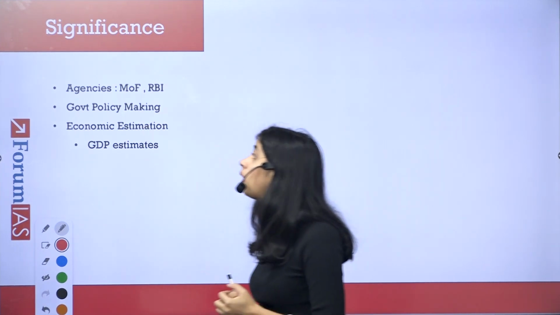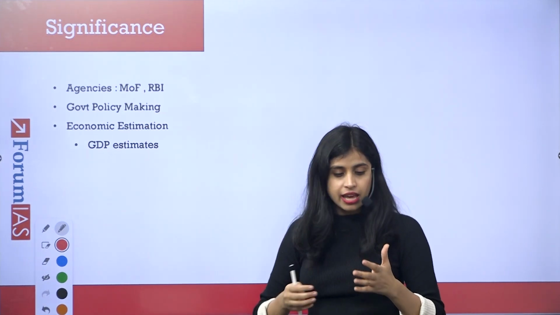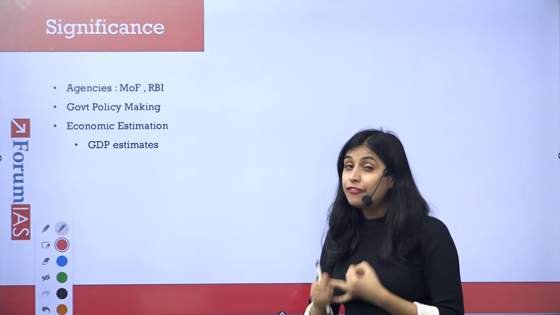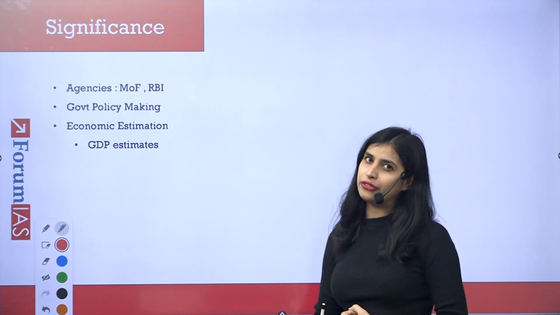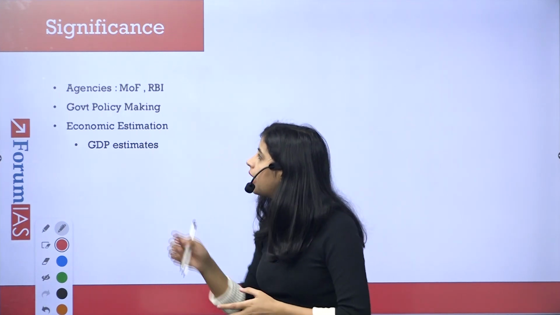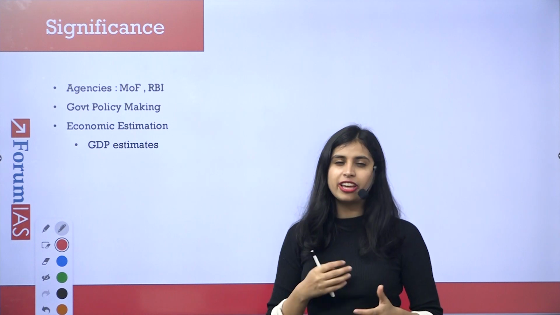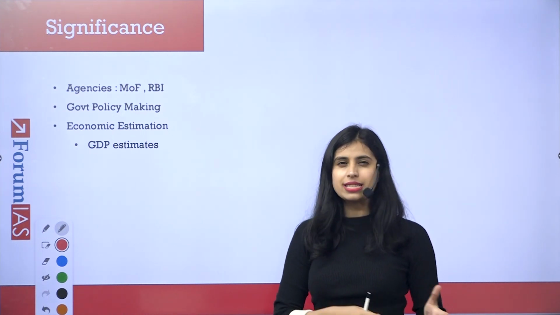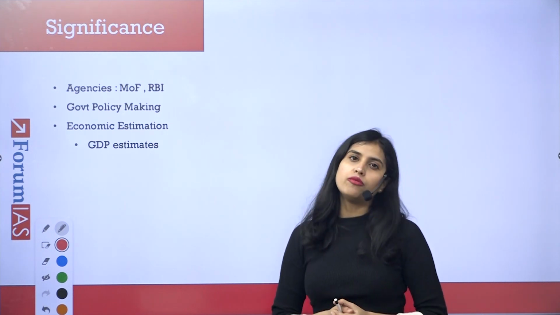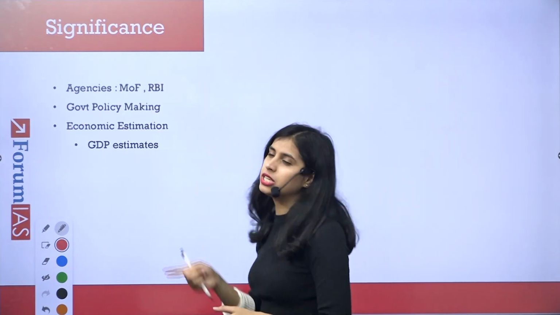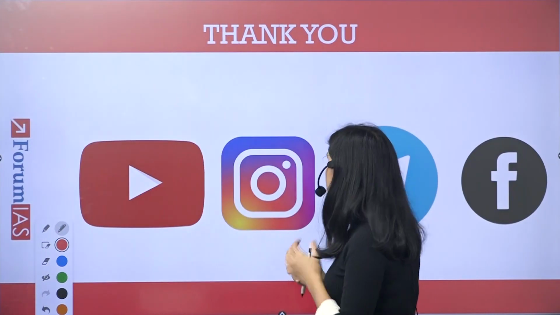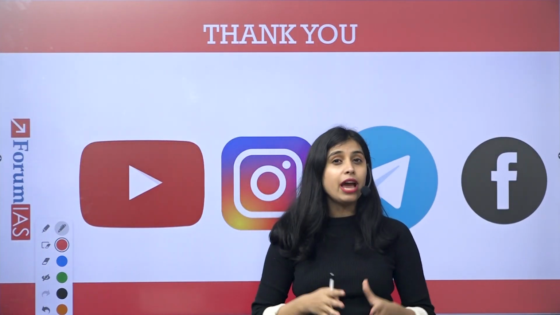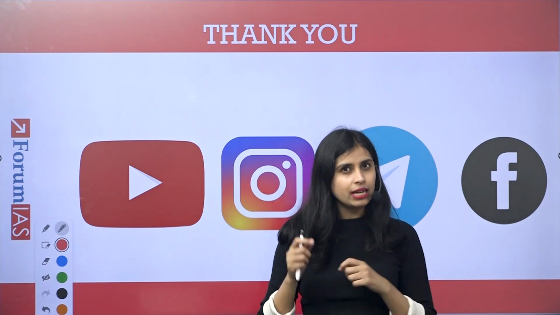Second is government policy making. It is very helpful. As I said, if the government has to come up with a budget and allocate money to different sectors, at first it needs to know the growth rate of different sectors. Next, it is also helpful in economic estimation of various indicators. You cannot calculate GDP completely if you do not know the current industrial growth rate in volume of production. That's why IIP is very important. So with this, we are done with the IIP, the current news of the IIP, and we have differentiated between the IIP and ICI.